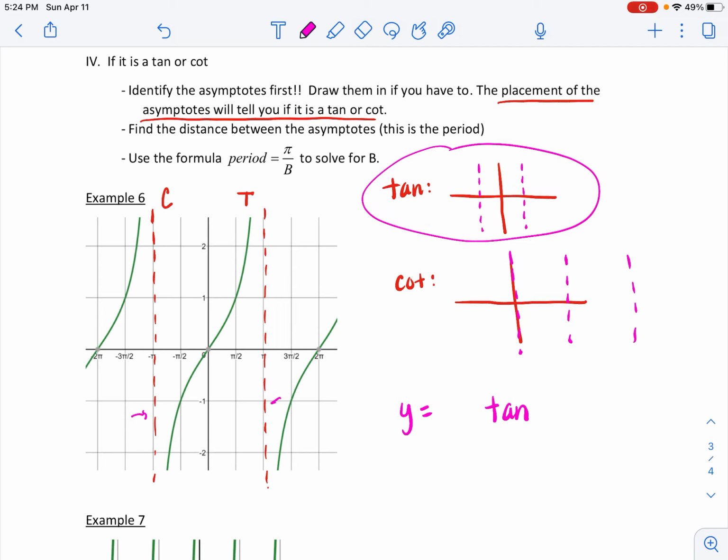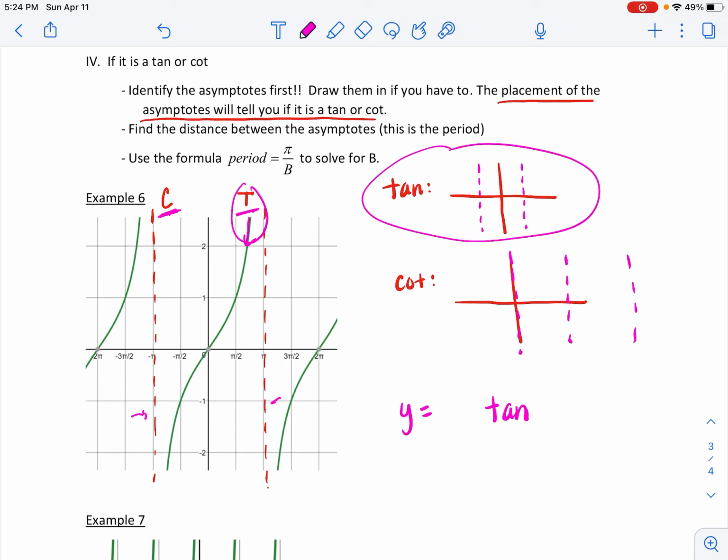So look at it. A positive cotangent would start on the left. A positive tangent would start on the right. And that's where it's starting. Look, that's where this guy is starting and it's going down like that, right? So I know that I have a positive match there. It is going to be a positive tangent graph.